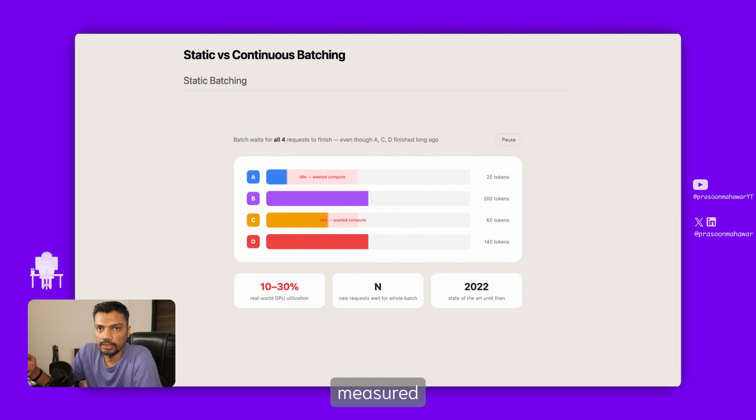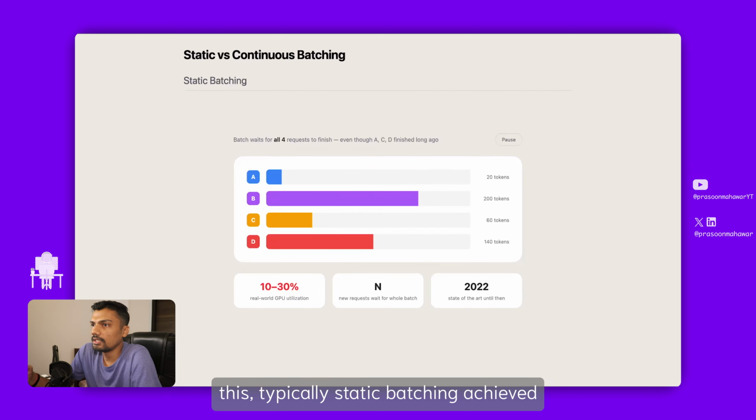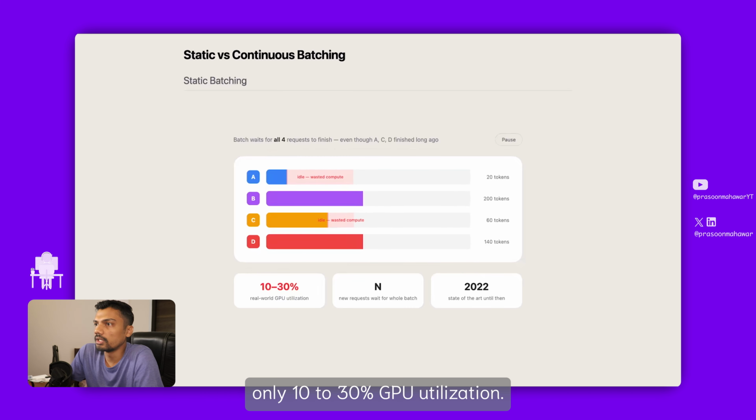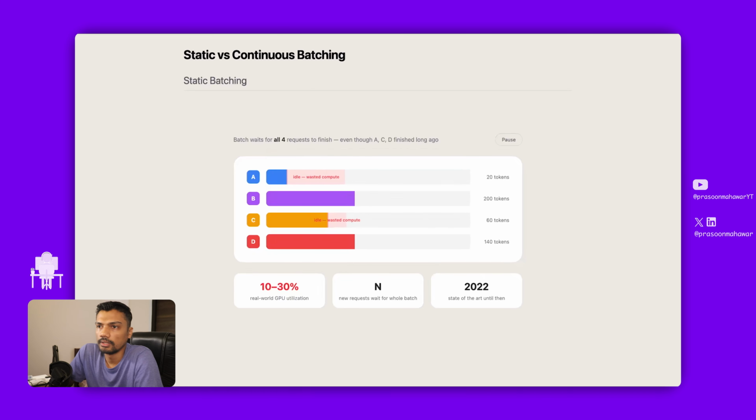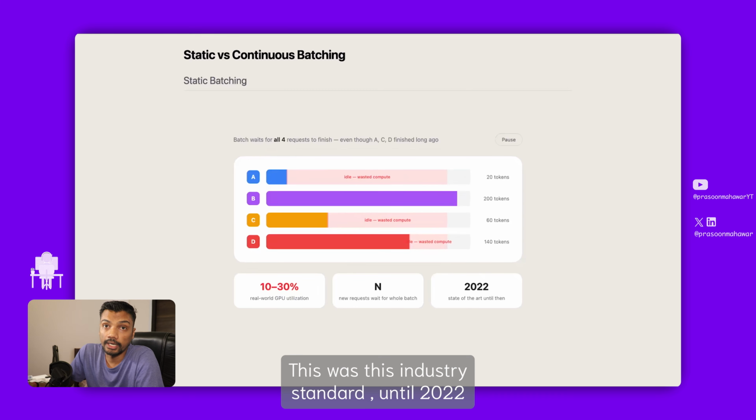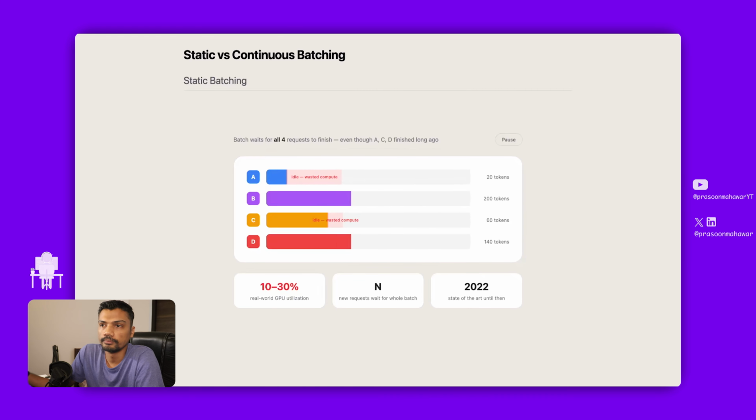Real deployments measured this. Typically, static batching achieved only 10 to 30% GPU utilization. The other 70 to 90% was wasted on padding and on waiting. This was the industry standard until 2022.